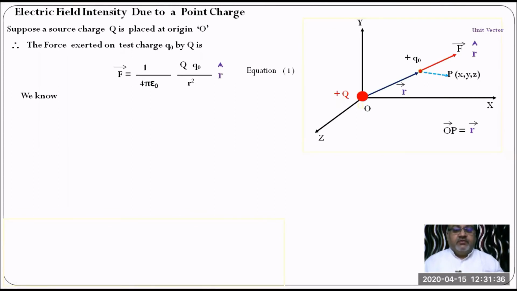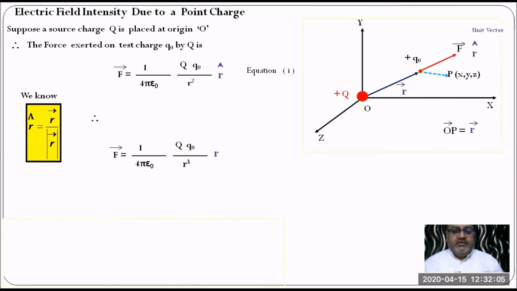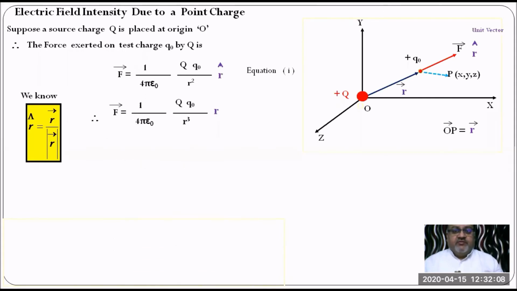Now we know what a unit vector is. See this yellow box: unit vector is a vector divided by its magnitude. It's called a unit vector. So here in place of this unit vector, we can put vector r divided by the magnitude of vector r, and the magnitude of vector r is simply small r. We put it. Therefore, we get this new expression: force on test charge is 1 by 4 pi epsilon naught, capital Q small q naught, divided by r cube, times vector r.